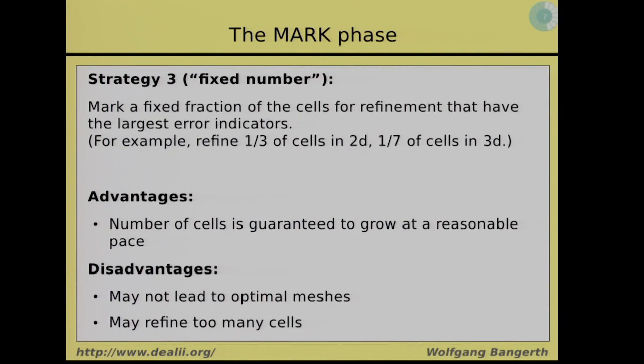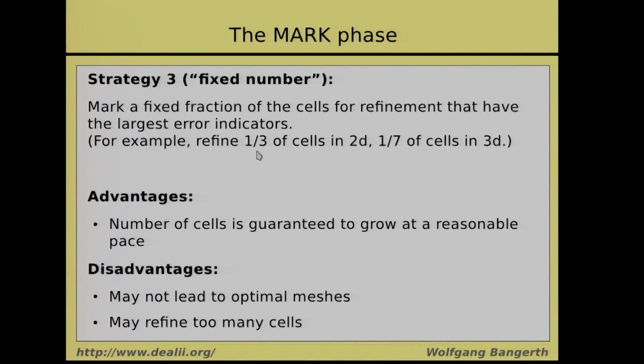So a different strategy is called fixed number. In essence, what it does is it says, well, maybe I don't care what fraction of the total error these cells account for. I'm just going to refine, let's say, a third of the cells, as an example, or a fixed fraction of the cells that have the largest error indicators. And so a typical strategy would say that in 2D, you should refine 1/3 of the cells with the largest refinement indicators, and in 3D, 1/7 of the cells.